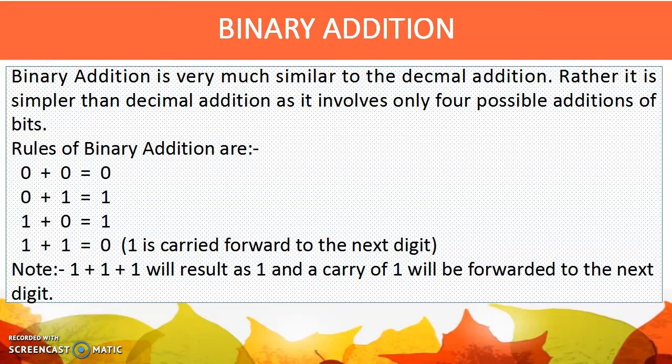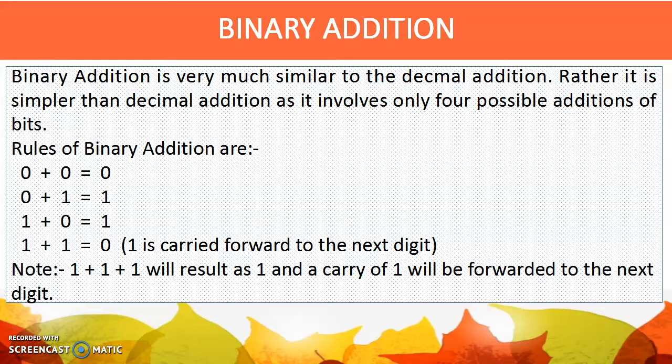Binary addition is very much similar to decimal addition. In addition, we have to add two or more numbers. So it means in binary addition also, we will add two or more binary numbers. Rather, it is simpler than decimal addition as it involves only 4 possible additions of bits. We know that in our binary digits, we have only 2 digits, that is zeros and ones. That's why in binary addition, we have only 4 possible combinations of zeros and ones.